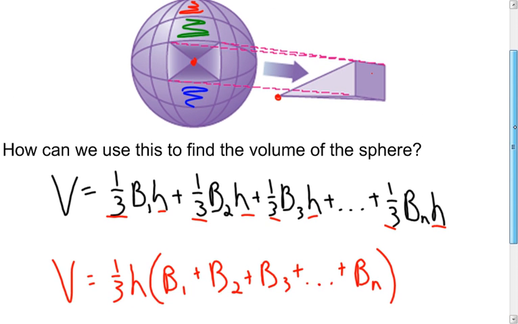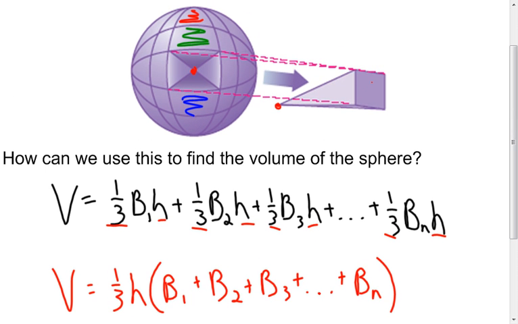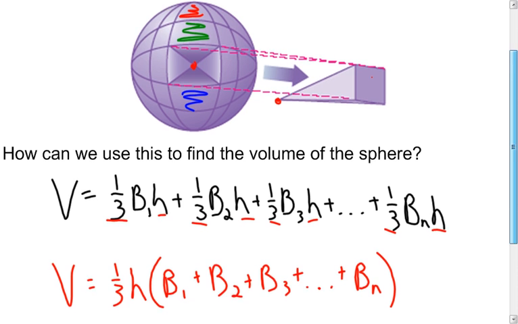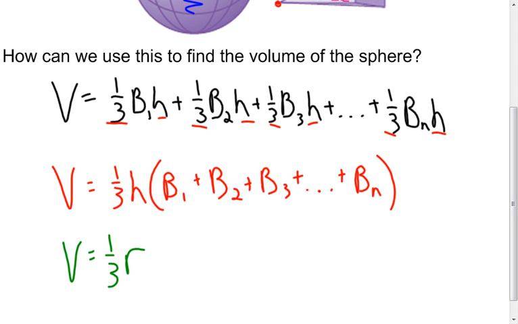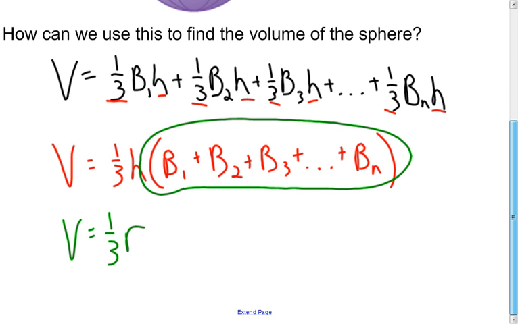If I look at all the bases of the pyramids that I cut out, that makes up the surface of the sphere. So all of this stuff right here is nothing more than the surface area of the sphere. And we already know how to calculate the surface area of a sphere. That's 4 pi r squared.